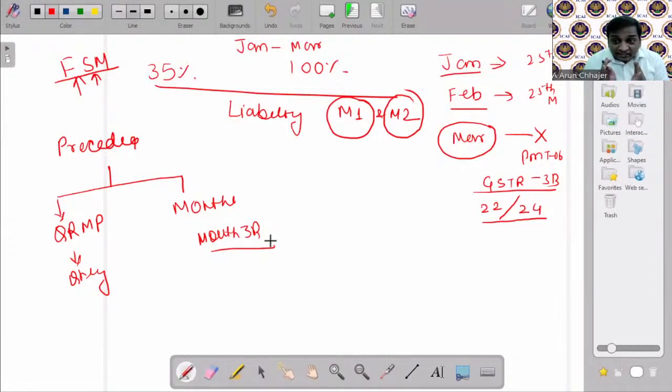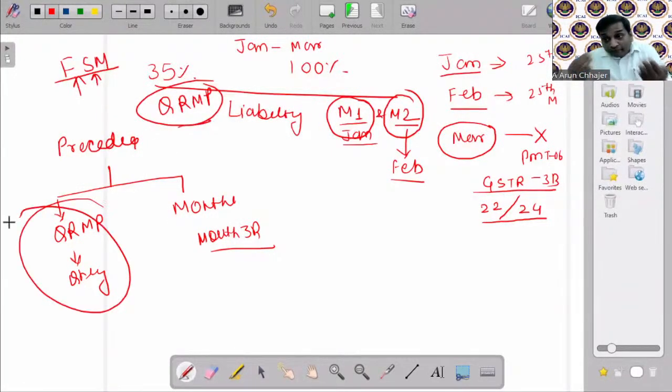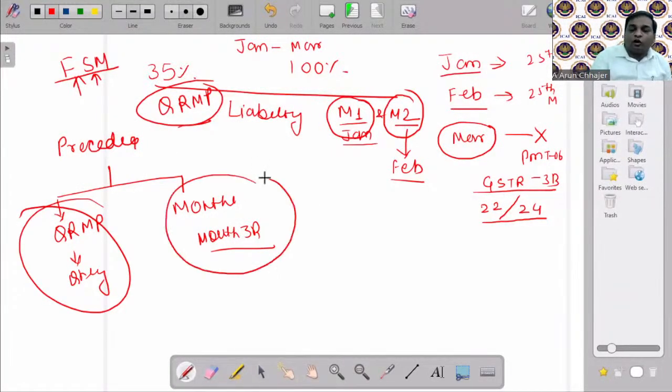Because we need to determine how much tax I need to pay for month 1 and month 2. What is month 1? January, and what is month 2? February. Why are you calculating? Because I have opted for QRMP. It may be that my preceding tax period frequency was also under QRMP, or maybe I have changed the option for this current tax period. Therefore, my previous 3B can be monthly.